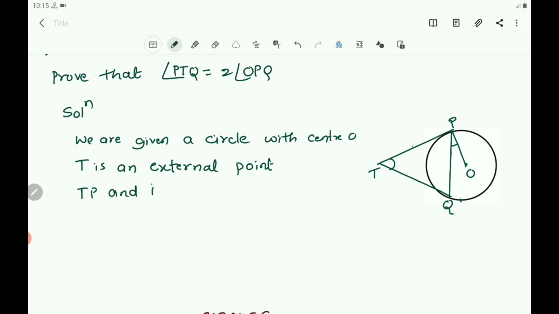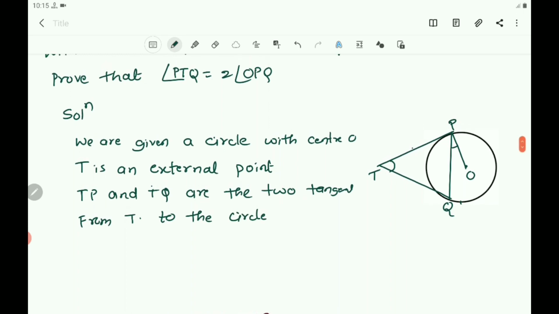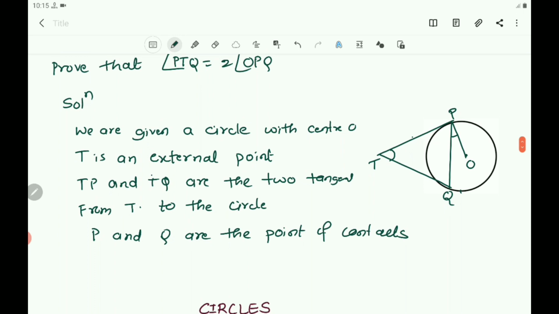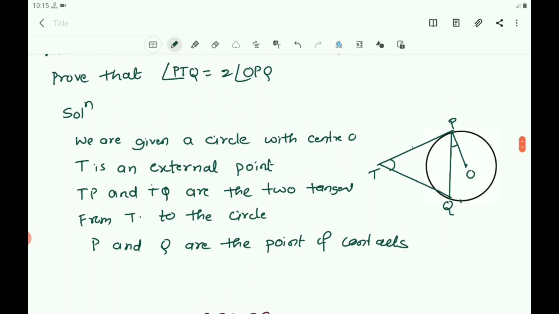TP and TQ are the two tangents from T to the circle, and P and Q are the points of contact. Now what you have to prove? We have to prove that angle PTQ is equal to 2 angle OPQ.